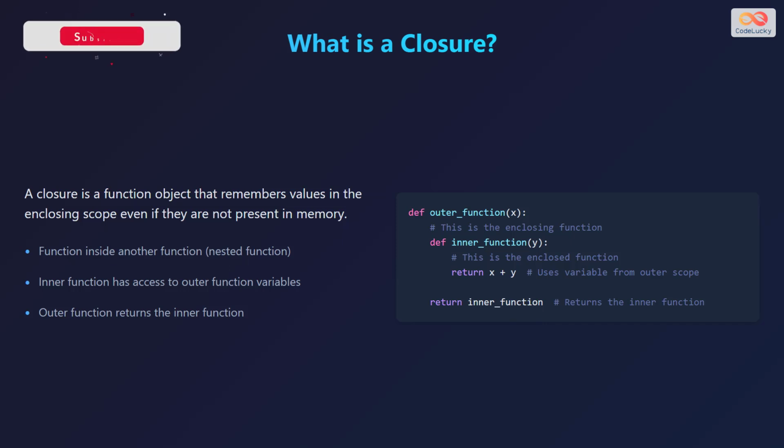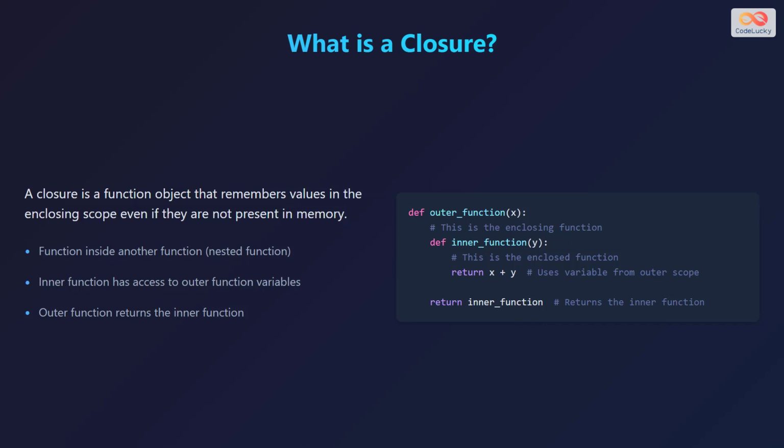So, what exactly is a closure? A closure is a function object that remembers values in the enclosing scope, even if they are not present in memory. Consider these key characteristics. A closure has a function inside another function, which is called a nested function. The inner function has access to outer function variables, and the outer function returns the inner function.